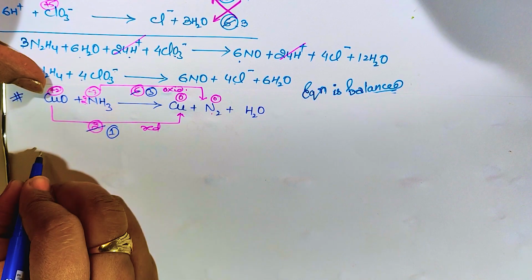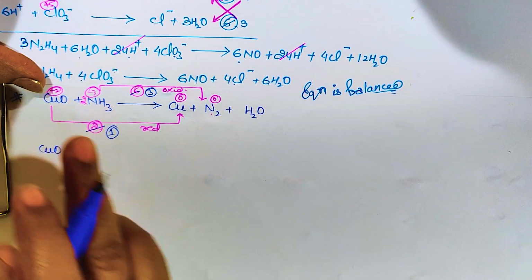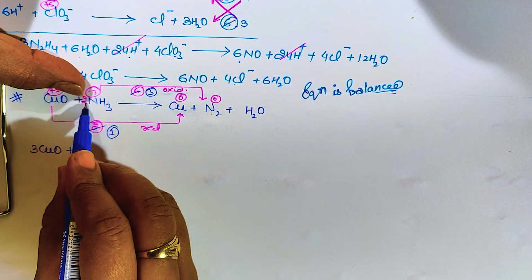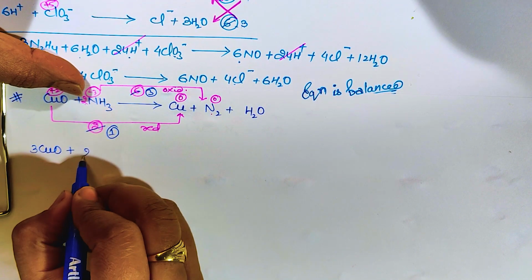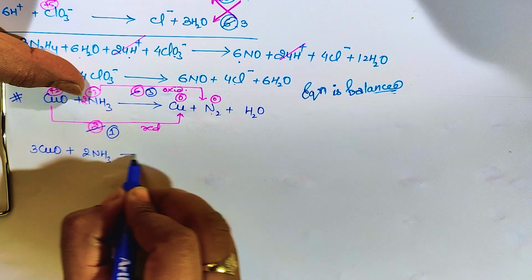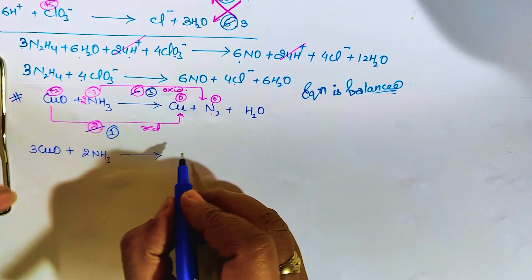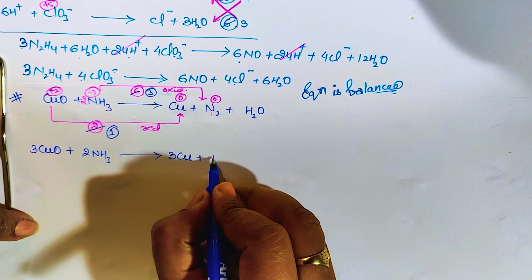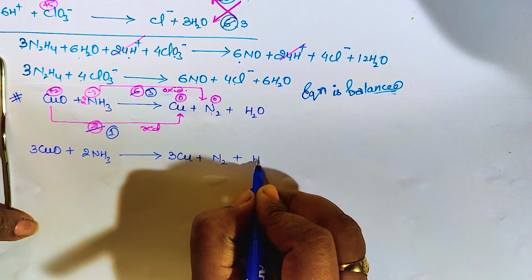So copper oxide we have to multiply by this number, cross multiplication, plus in this we have to multiply by this, that means 2NH3. Then copper again multiplied by 3, Cu, and then nitrogen multiplied by 1. So let me write N2 and this is H2O.